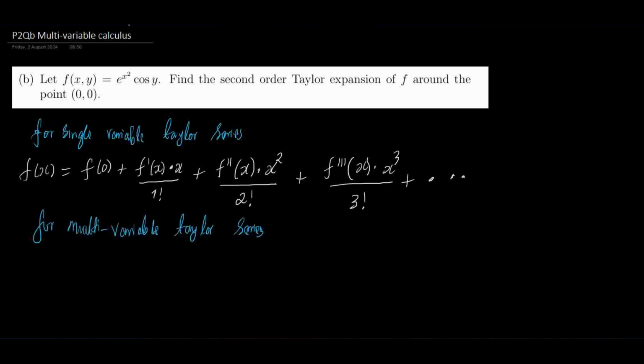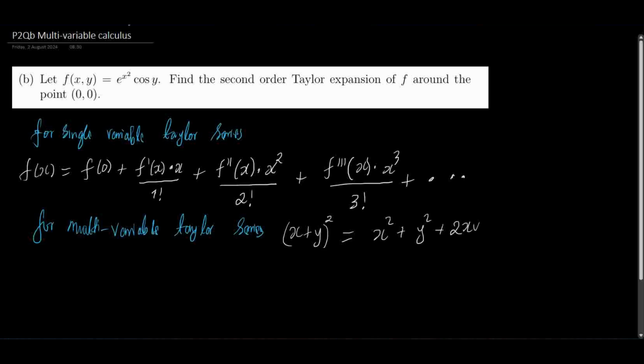For multivariable Taylor series, we need to know that when we want to expand a quadratic function, let's say (x plus y) squared, this is simply x squared plus y squared plus 2xy. So just keep this in mind. It's going to help us to recall the formula for multivariable Taylor series.